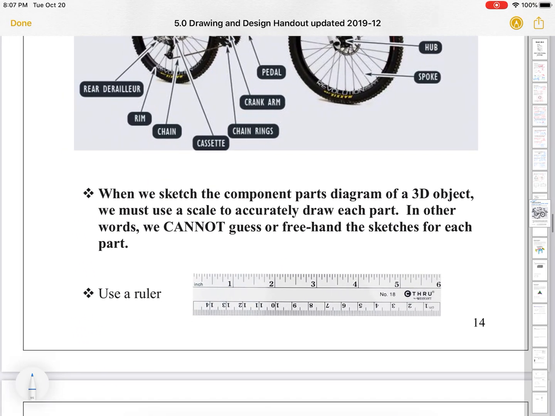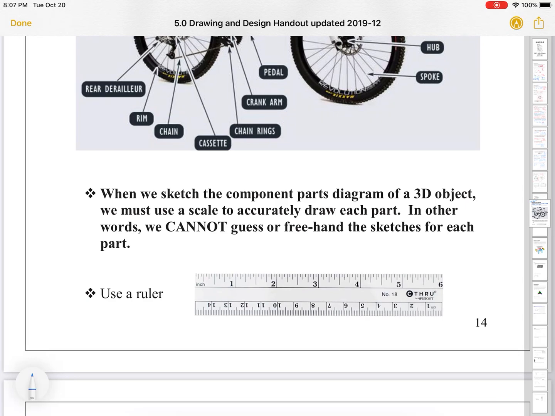Now when we sketch a component parts diagram of a 3D object, we have to use a scale to accurately draw each part. In other words, we can't just guess or freehand it. We actually have to use a ruler. So you all have a ruler at home, right?